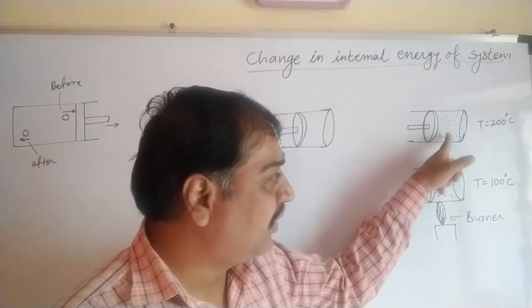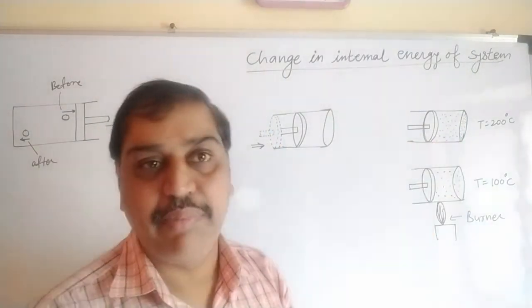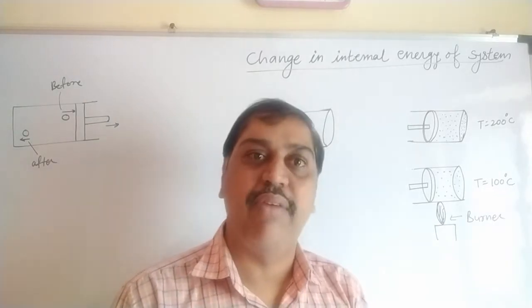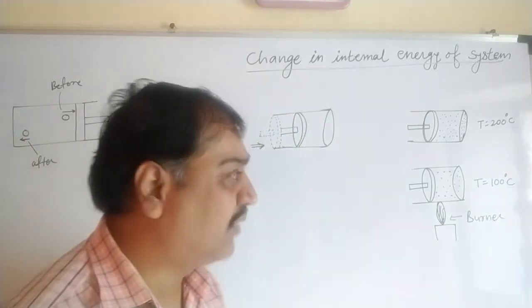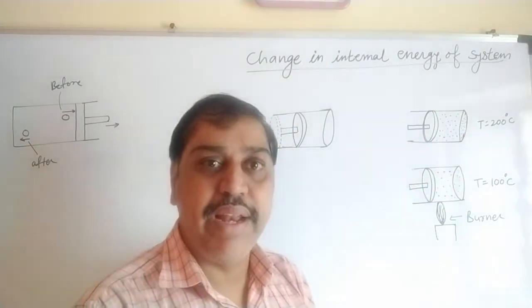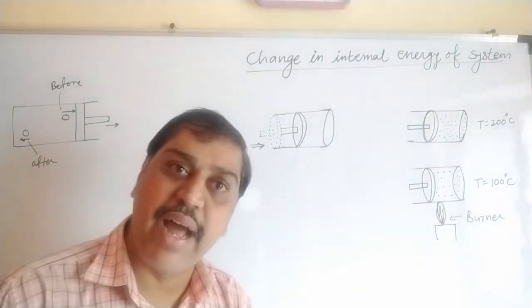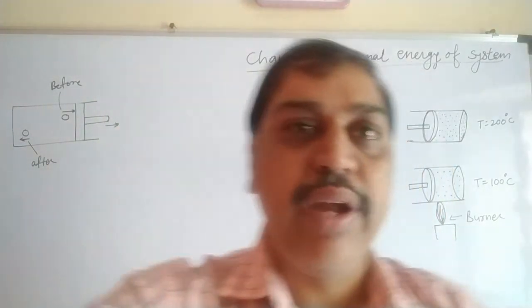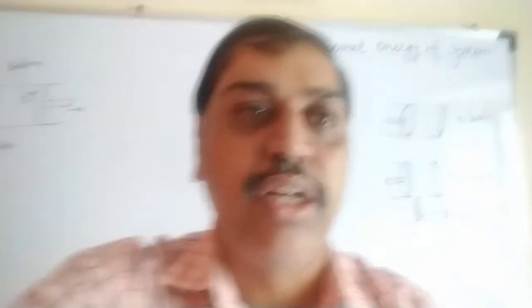And within this, I have shown dots. Suppose we have taken any ideal gas. So this ideal gas is our thermodynamic system, and remaining everything is said to be the environment of the thermodynamic processes.